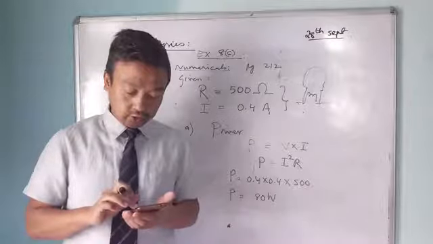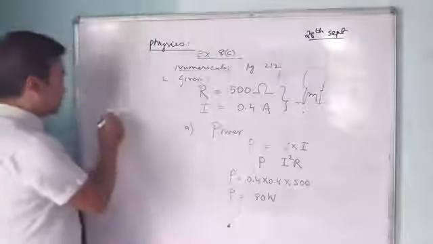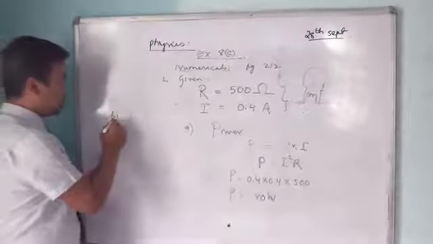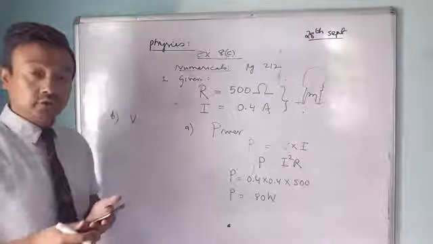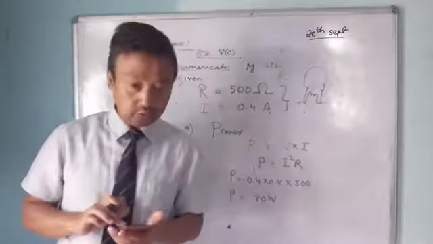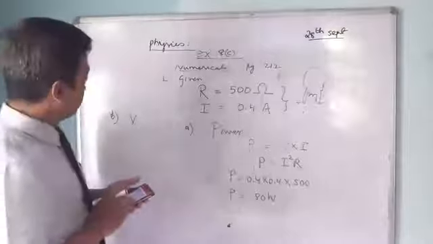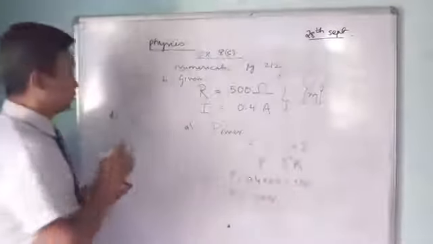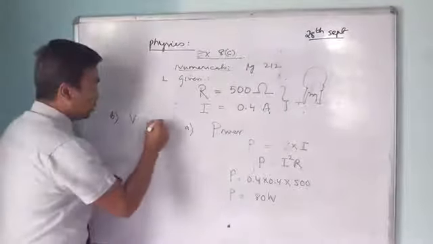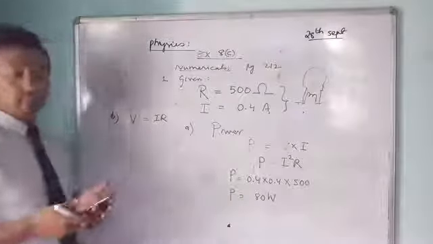This is the first question. Now you have to find the second one, that is the potential difference. Potential difference is given by V. So in order to find the potential difference here, which formula will you use? I think you use the formula Ohm's law. V equals I into R.